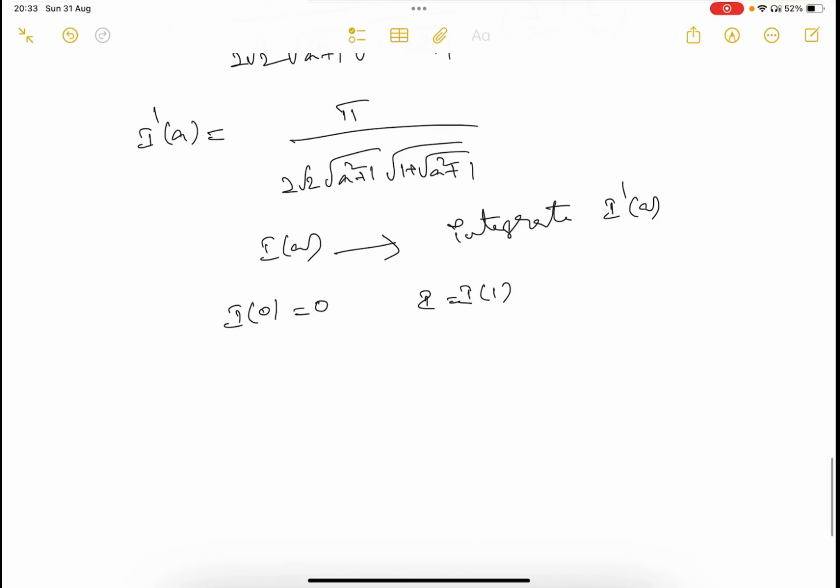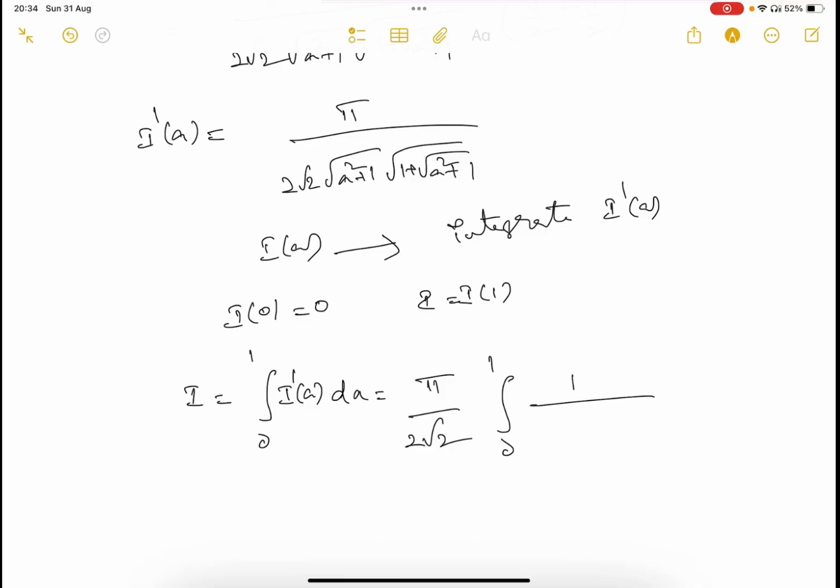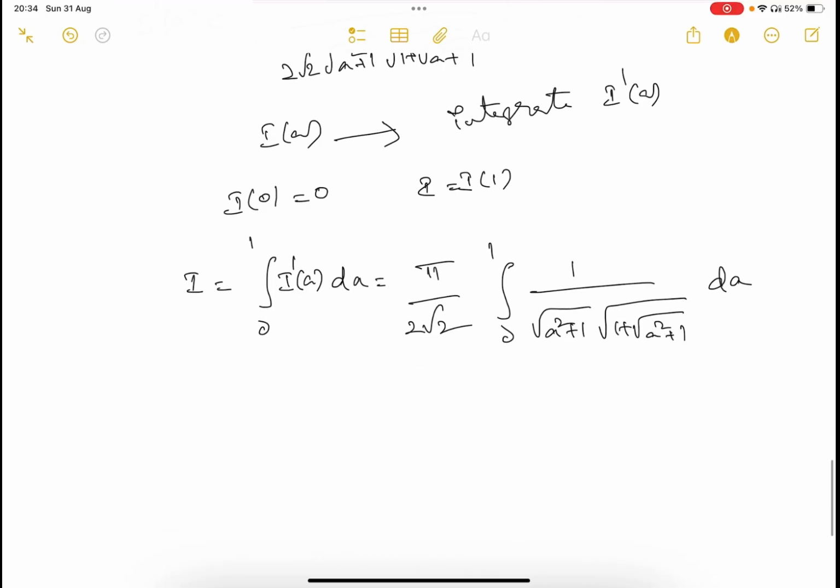So let's try to integrate. I is integral 0 to 1 I dash of a dA. So this will be pi by 2 root 2 into integral 0 to 1, 1 by root of a square plus 1 into root of 1 plus root a square plus 1, dA. Fine.